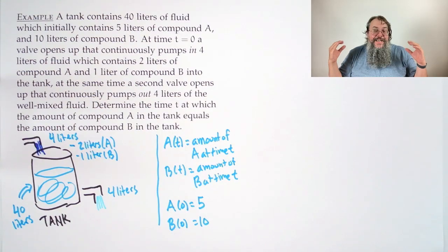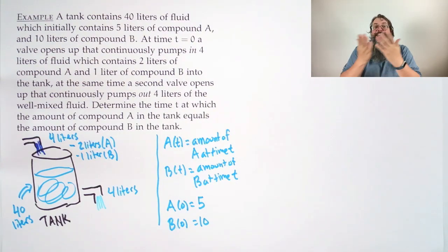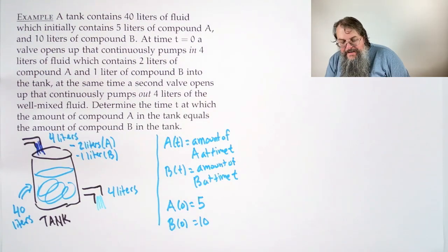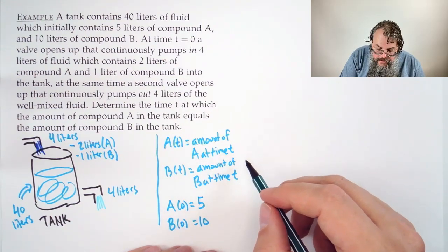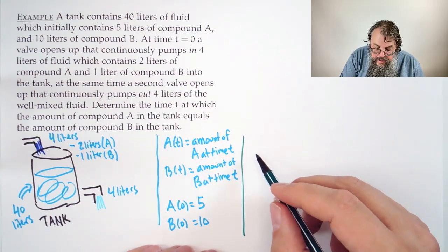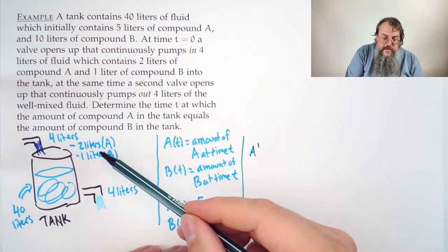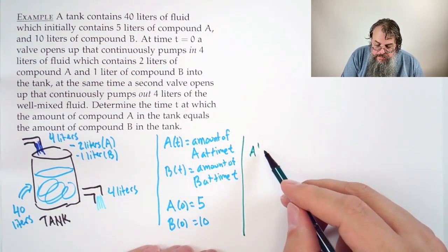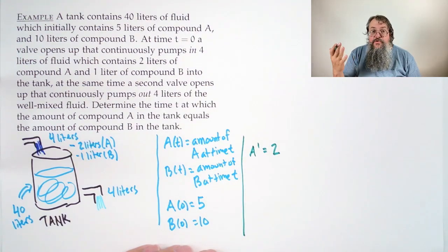Now you might say, how do we do this? Well, we've got to figure out what's happening to A and what's happening to B. So that's 2 equations. Let's work them out. All right, so let's start with A. What is happening to A? Well, we know it's coming in at 2 liters. So we get A prime. The inflow, the addition, is 2.